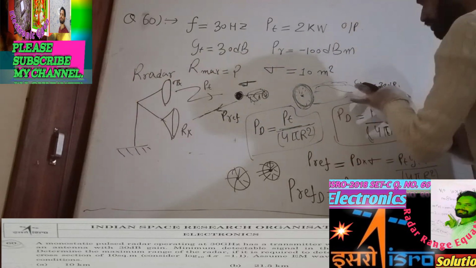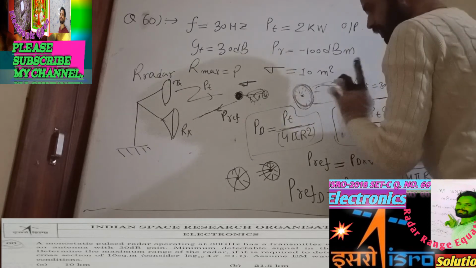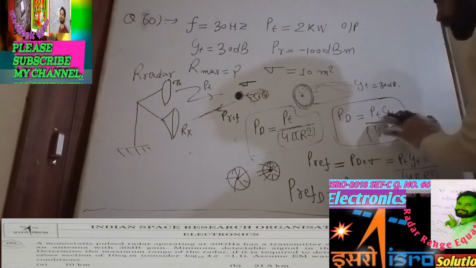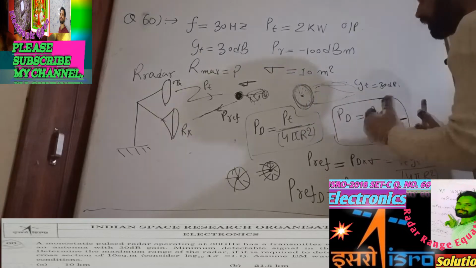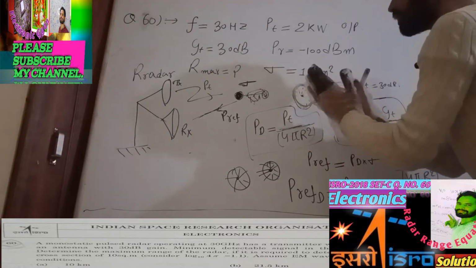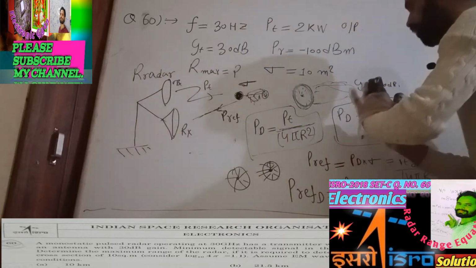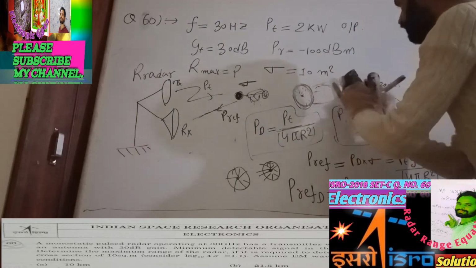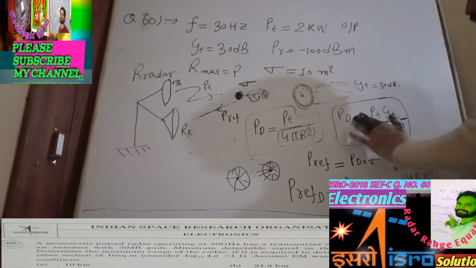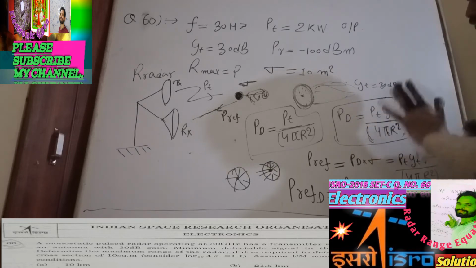Here it is given that the transmitting gain of an antenna is Gt. So therefore power density is equal to Pt Gt, power density with gain. Okay, with transmitting gain, because this power is transmitting in a particular direction, not uniformly in all directions, with a transmitting gain of 30 dB. So Pd is equal to Pt Gt by 4 pi r square.